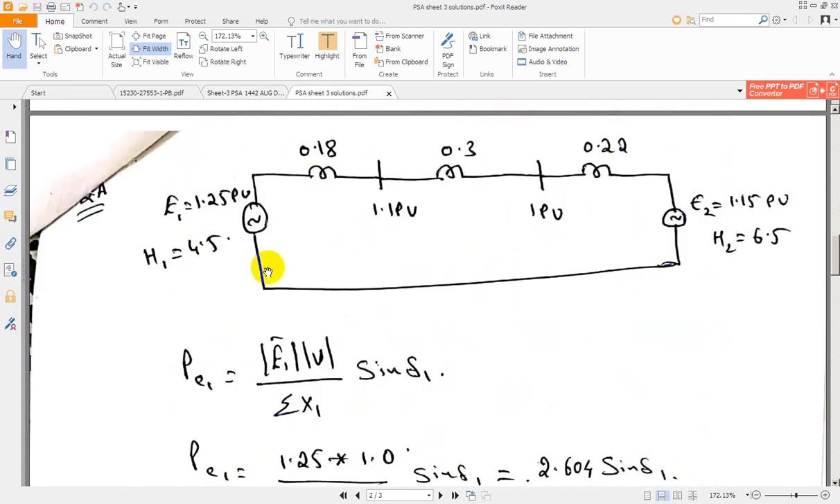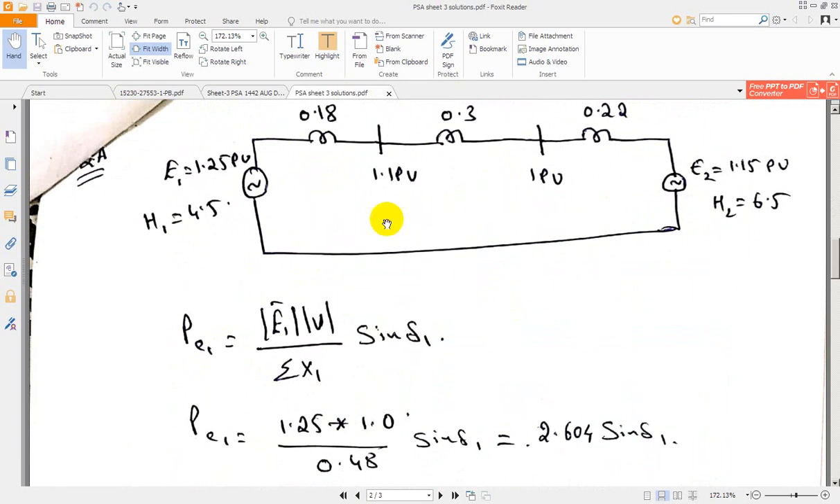To start with, let us represent the circuit. Generator 1 and generator 2 are connected with a reactance. Generator 1 is represented by its voltage E1, its H1 and its transient reactance. Generator 2 likewise has its voltage E2, its H2 and its transient reactance. These two generators are connected with a reactance of 0.3. This is the information given here.